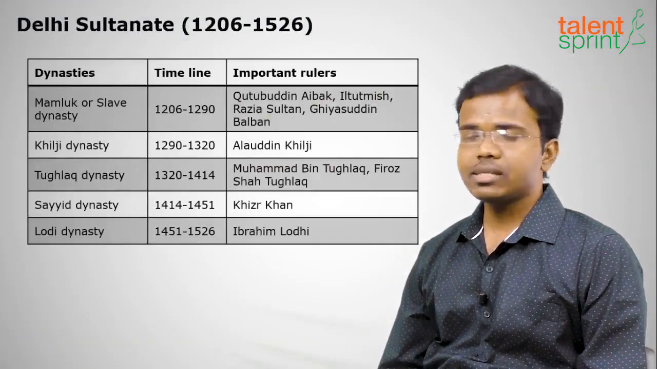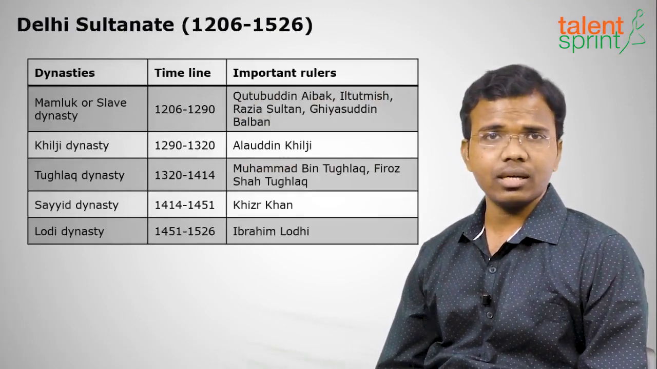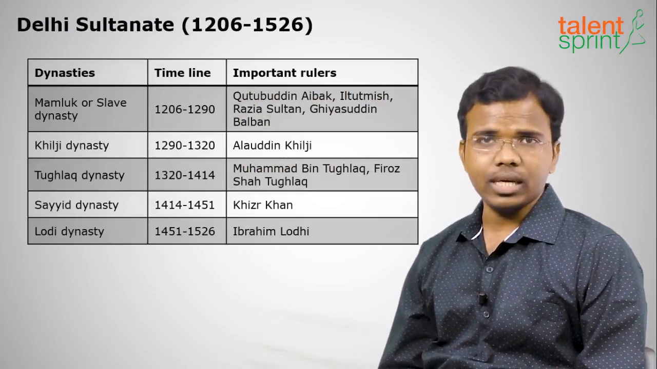So in this session of history, we shall discuss the part 2 of Delhi Sultanate. In the part 1, we have discussed about the slave dynasty or Mamluk dynasty and the Khilji dynasty. So the third dynasty in Delhi Sultanate is Tughlaq, next is Sayyid and next is Lodi dynasty. So first, in the part 2, we will discuss about Tughlaq dynasty.